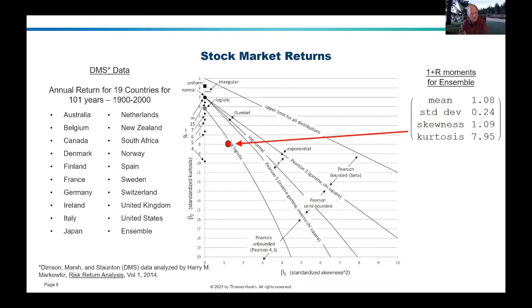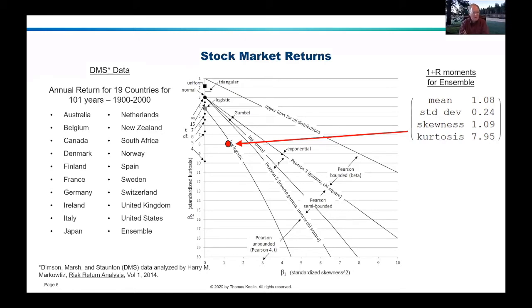So for each of these 19 countries, there are 101 data points, and you can see the countries listed there. Now, the reason this data set is so important is because it gives you an overall sense of the skewness and kurtosis, as well as the mean and variances of stock market returns.